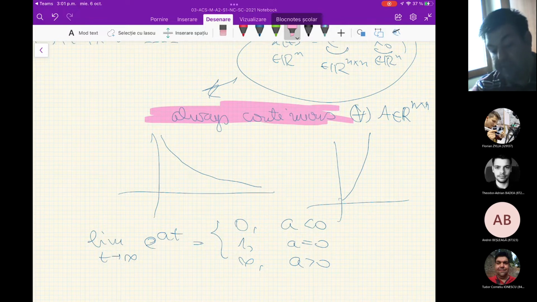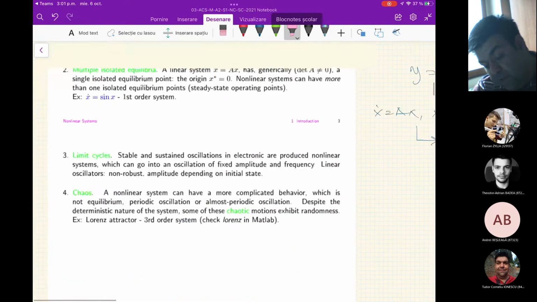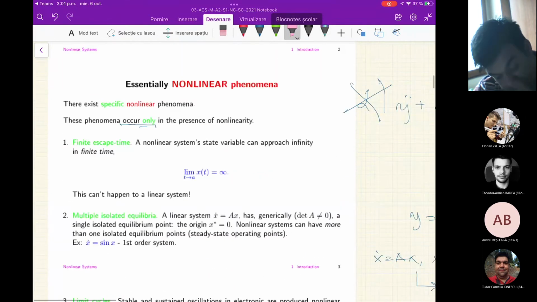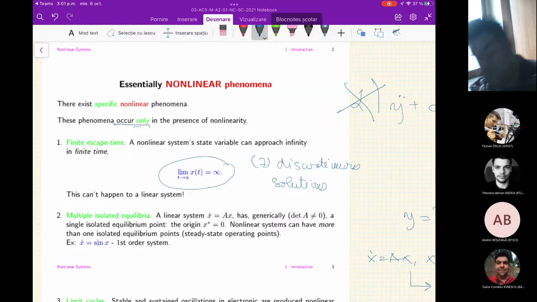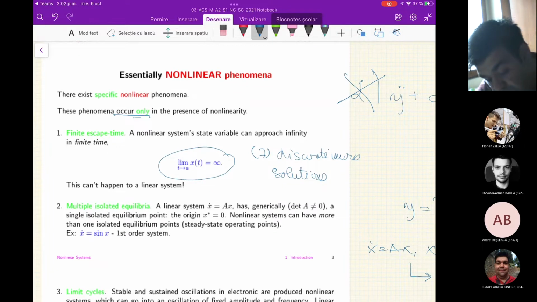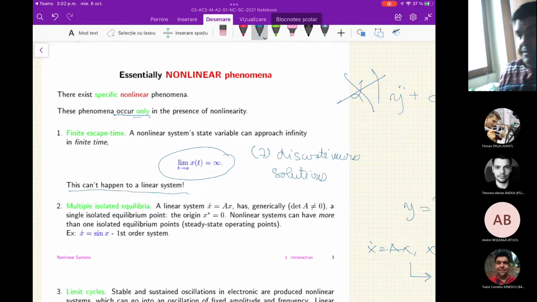This is always continuous. Well, in the nonlinear setting, however, we may get discontinuous solutions. We may get discontinuous solutions, and we'll see examples of that. This cannot happen, and I just showed you. This will never happen to a linear system. Is this clear to you?